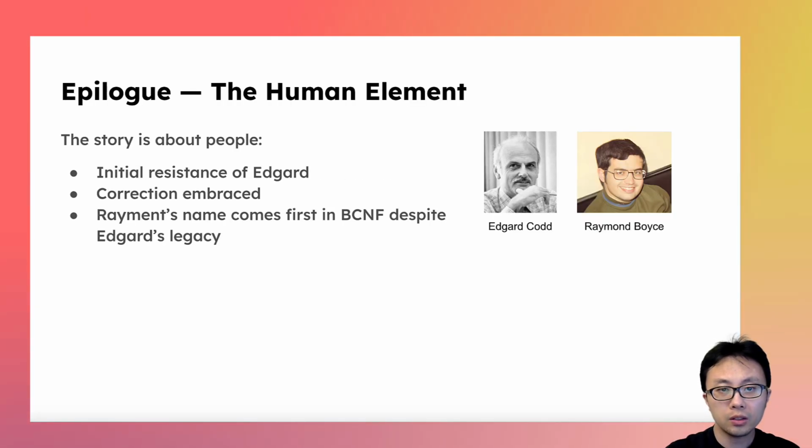The best part of this lecture is not about BCNF or the loophole of the third normal form. It's about people. Edgar initially resisted the idea that his definition of the third normal form was incomplete, but he eventually embraced the correction. And when they successfully developed a new normal form that fixed the issue, Raymond's name came first in the name of this normal form. BCNF may be rare in practice, but it represents something very important and valuable, the pursuit of completeness even when the flaw is very rare.